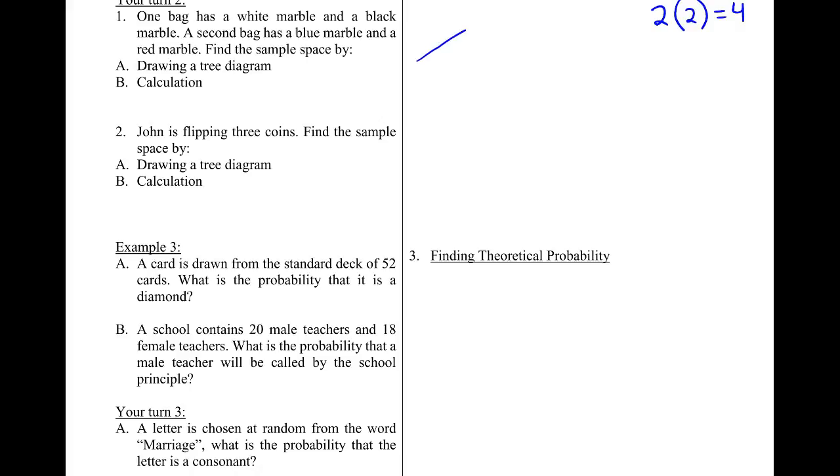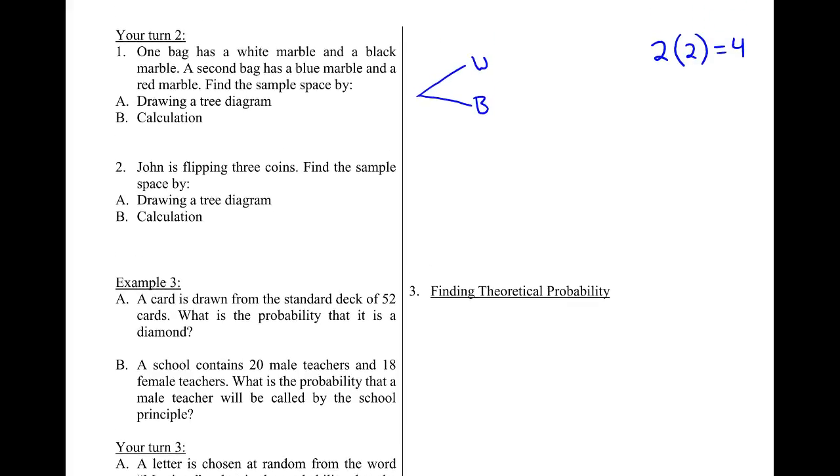Your tree diagram probably looks like this. In the first bag, we could pick a white or a black marble, and then we can pick either a blue or a red. As you can see, we can do white, blue, white, red, black, blue, black, red. 4 outcomes.